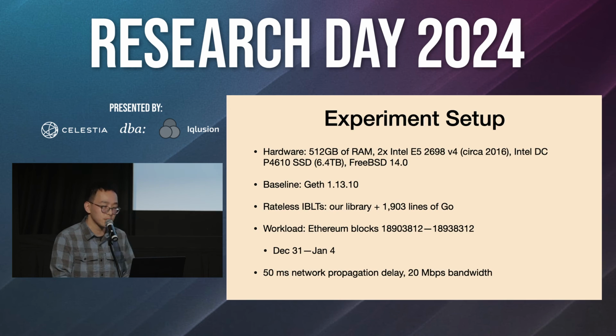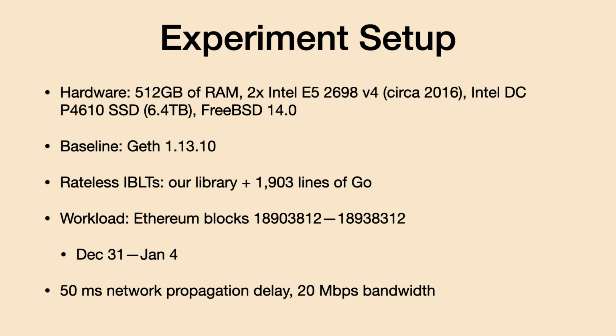So we also ran some experiments. We took a machine with 512 gigabytes of RAM, which actually doesn't matter, since it doesn't really use too much RAM compared to the number of items that you are reconciling. It uses an Asian CPU, I think by my standard a 2016 model server CPU, and it uses an SSD and FreeBSD 14.0. That's the setup.